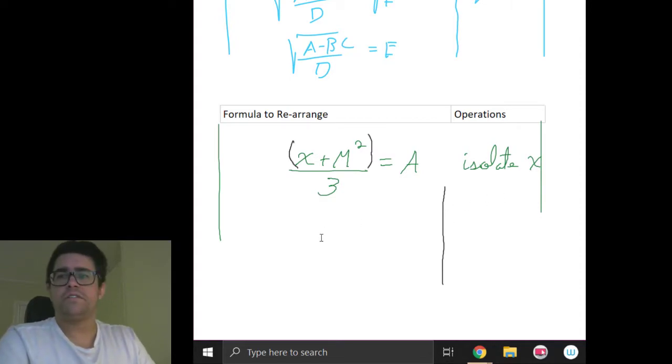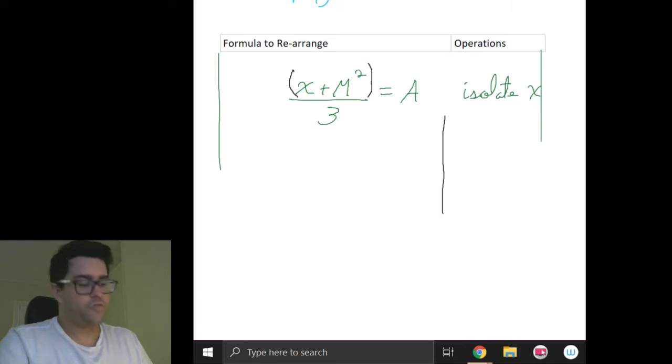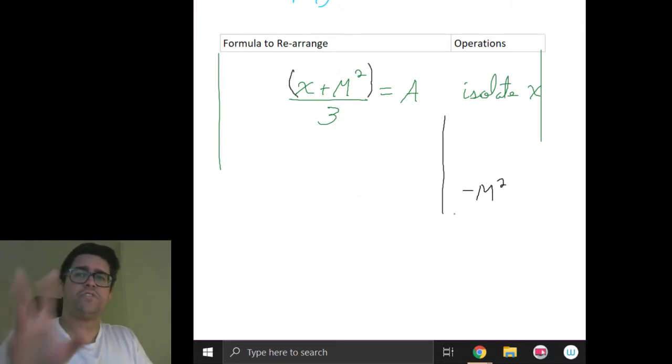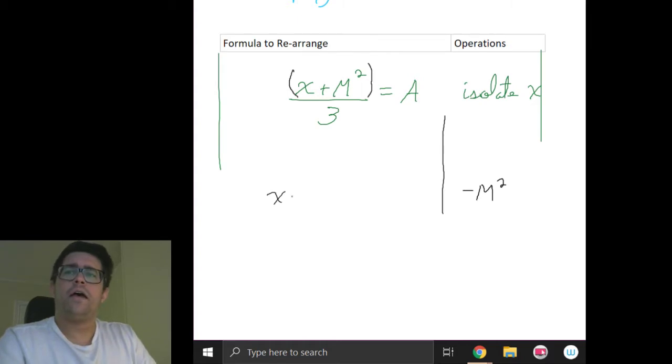Another way to see it is to say, well, x plus m squared. There's only 2 things you can do. Let's do both of them and see what happens. So let's try by adding. Let's say I want to take out m squared. What you're allowed to do is do this operation on both sides.